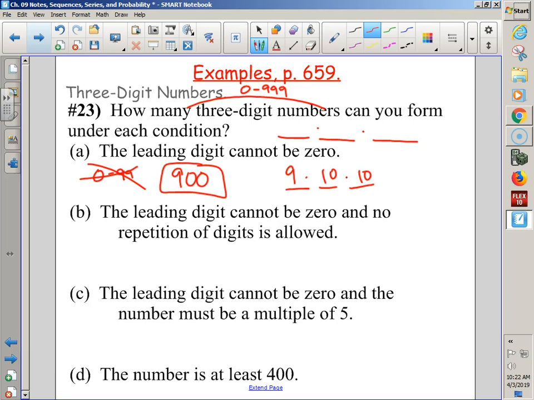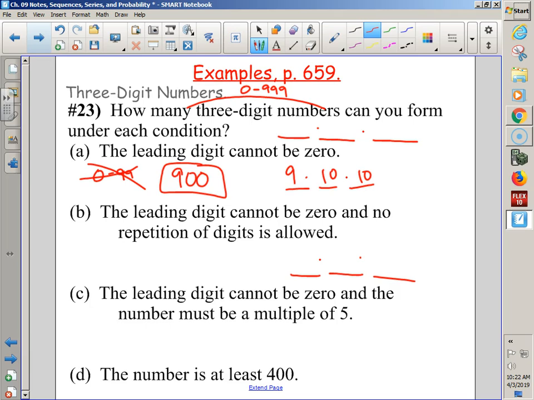Now, how about letter B? The leading digit cannot be 0, and no repetition of digits is allowed. Now, some of you might be like, I like this whole logic thing. Leading digit can't be 0. Sweet, I have 900 different options, and no repetition of digits is allowed. So take out 111, take out 222, take out 333, take out 444, but what's the problem? What about 211 and 322 and 575 and oh?